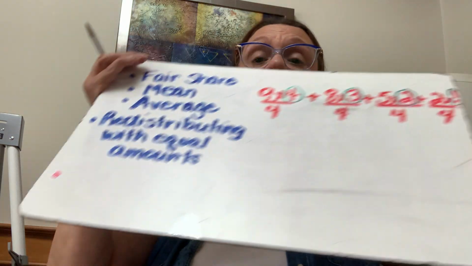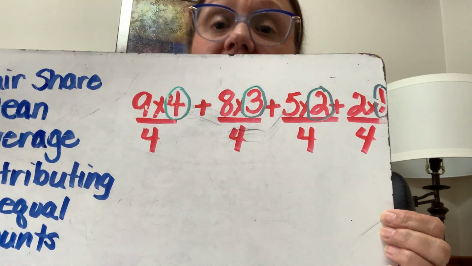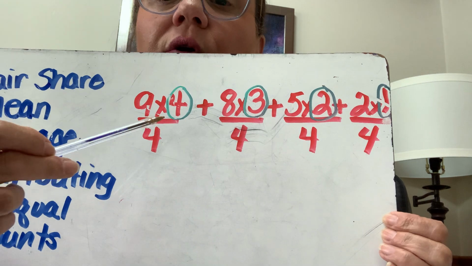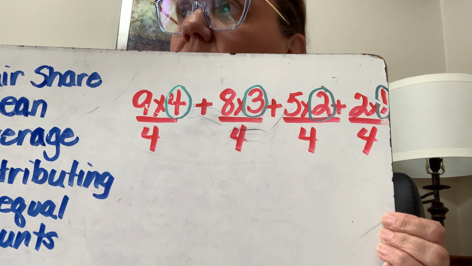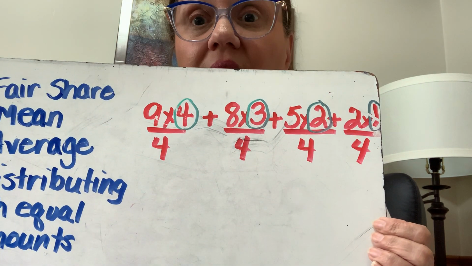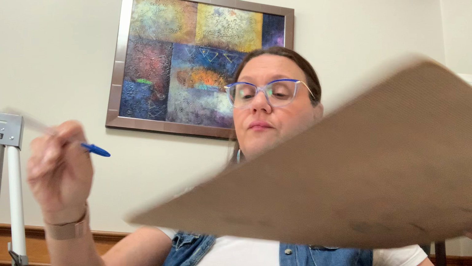It looks like this. And what I have done is I have circled the point values. So here are my 4's, here are my 3's, here are my 2's, and here are my 1's. Now you just do your multiplying. And that's a times table thing. I promise I'm not going to nag you about that right now. So 9 times 4, 36 over 4, plus 8 times 3, 24 over 4, plus 5 times 2, 10 over 4, plus 2 times 1 is 2 over 4.